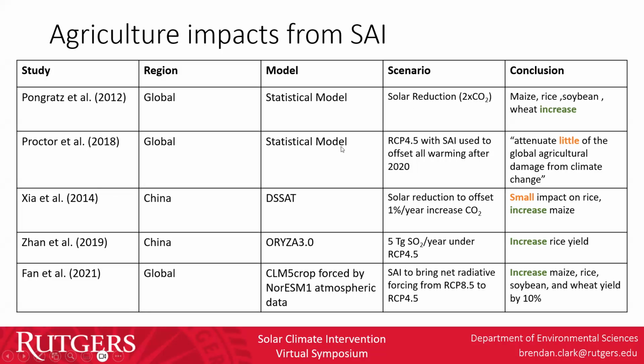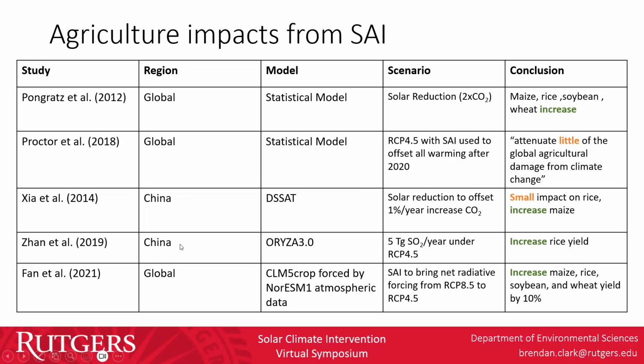Proctor et al. used a statistical model. It was following this medium emission scenario, RCP 4.5, and it was using SAI to offset all warming, and it found that SAI would attenuate little of the global agriculture damage from climate change, so a small impact. Shaw et al. focused on China using the DSAT crop model. The scenario was solar constant reduction to offset a 1% per year increase in CO2, and that study found a small impact on Chinese rice and an increase to maize.